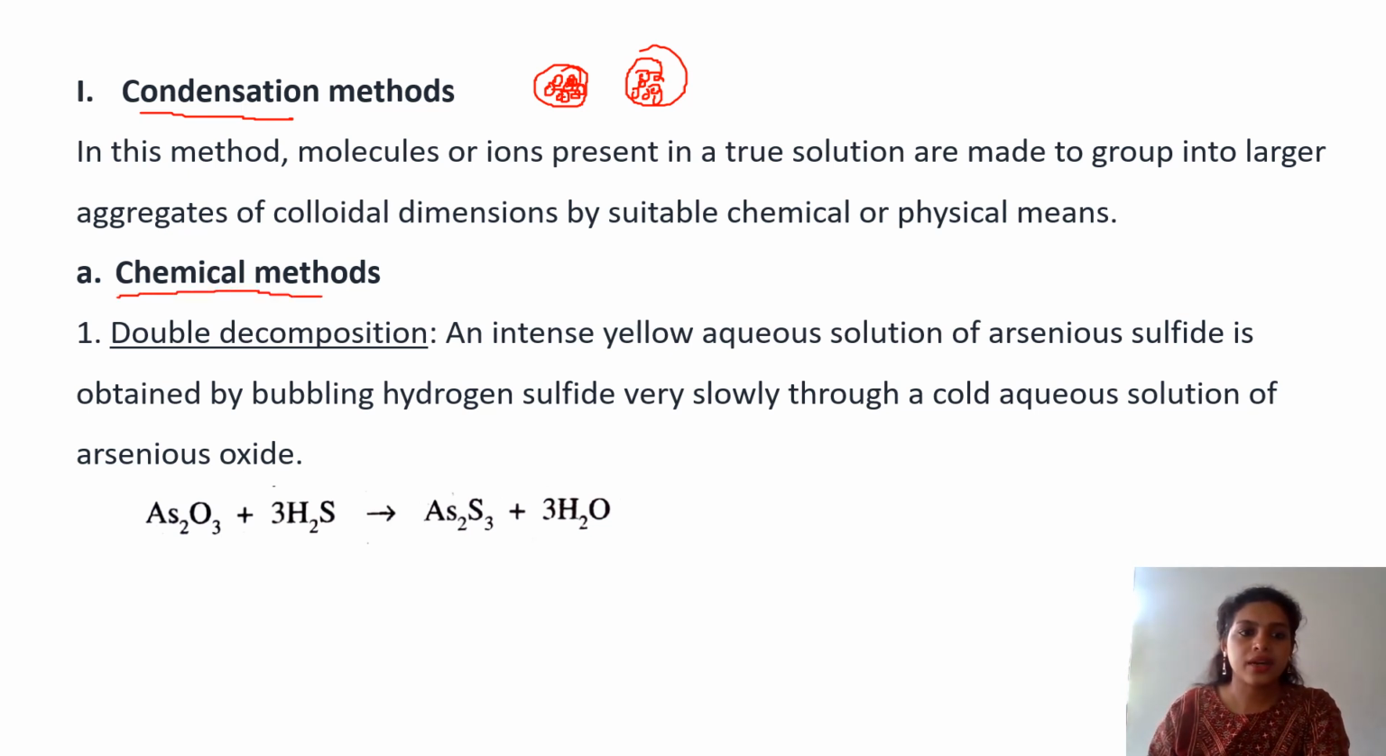Condensation method is one category, and chemical methods are another. The first example is double decomposition. Here an As2S3 sol, an arsenious sulfide sol, is prepared by the mixing of As2O3 and hydrogen sulfide.